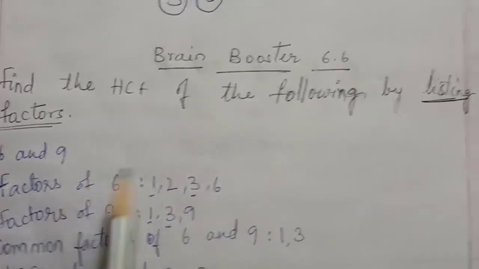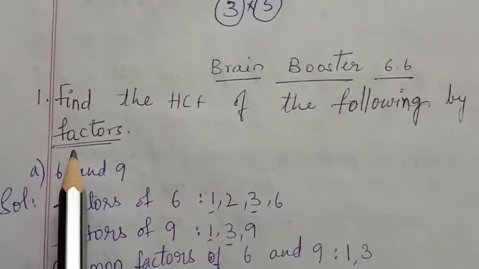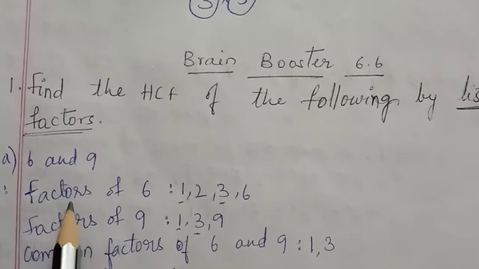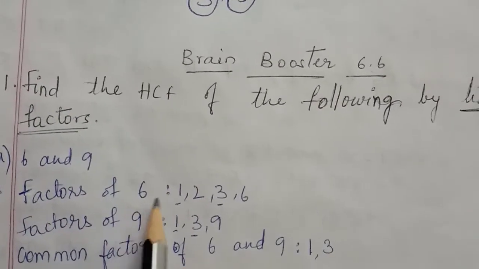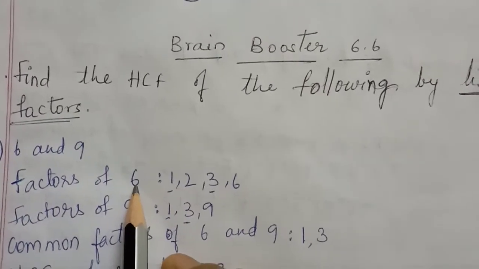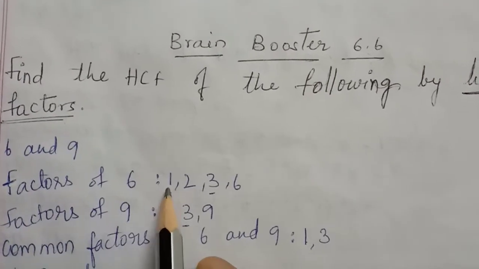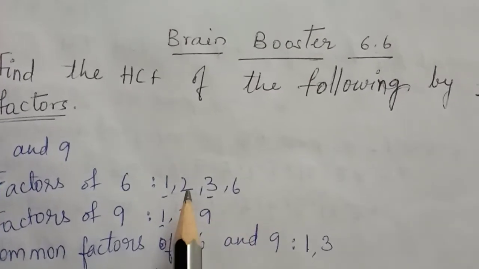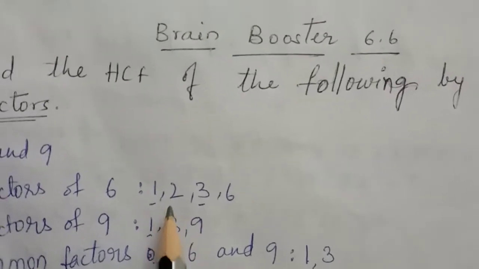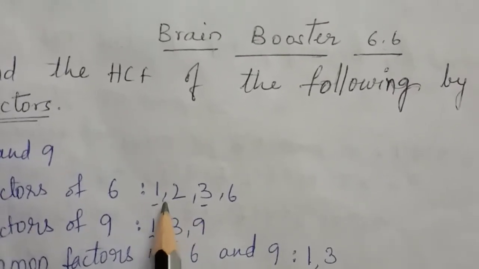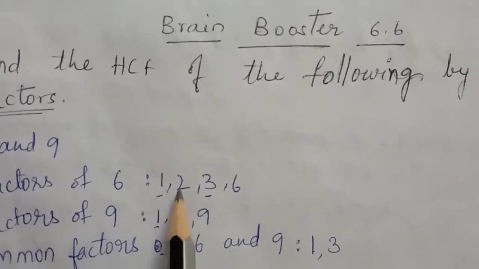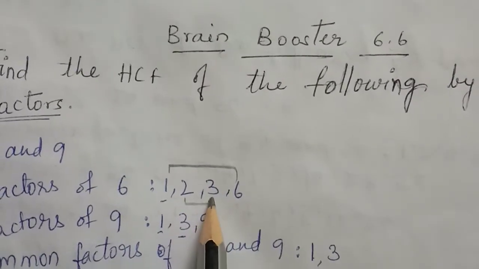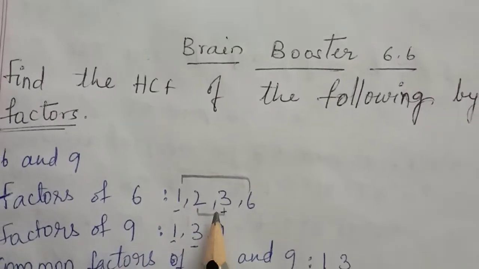Here children, the first one is by listing out the factors. So, the first question is 6 and 9. We have to write the factors of 6. That is, 6 is divisible in 1 table, 2 table, 3 table, 6 table. So here children you can see that 1 into 6, 1 6s are 6 and 2 3s are 6. Okay, these are the factors.